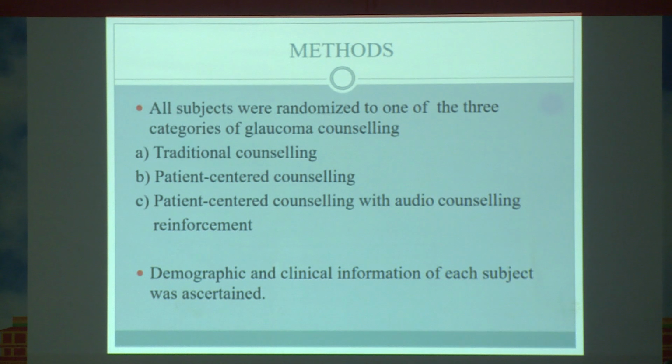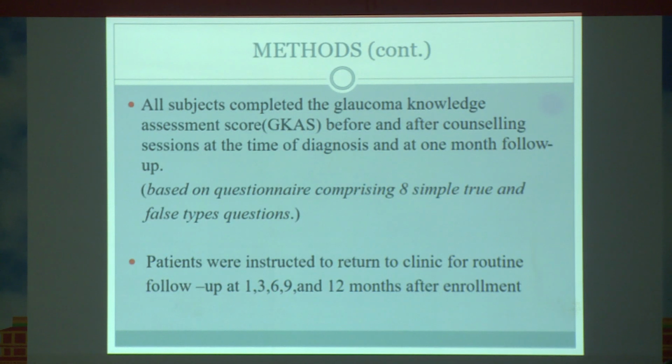All subjects were randomized to one of three groups: one is traditional counseling, one is patient-centric counseling, and the third is patient-centric counseling with audio reinforcement. The demographic and clinical information of each patient was ascertained. What we did first is all subjects completed the glaucoma knowledge assessment score, that is GCAS, before and after the counseling session at the time of diagnosis and at the 1 month follow-up period.